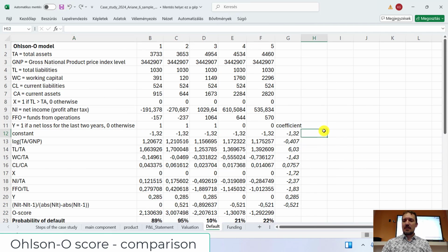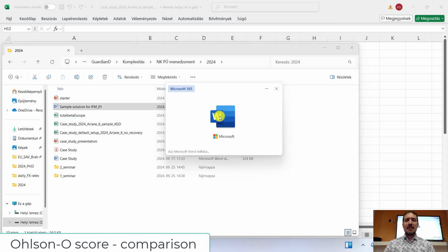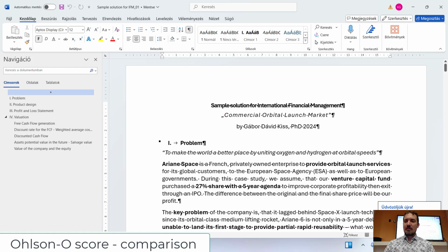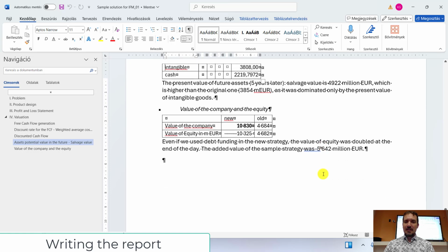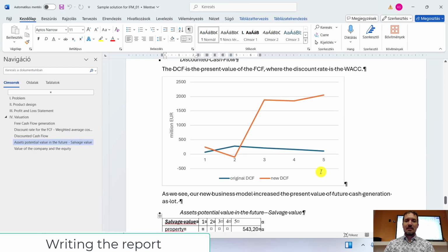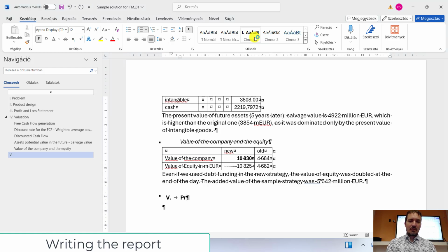Okay. So now we should incorporate all this information to a report, because still we have to submit this one. Okay, so the value of the company and the equity. This is where we ended last time. So now we just have to talk about the valuation, but probability of default.